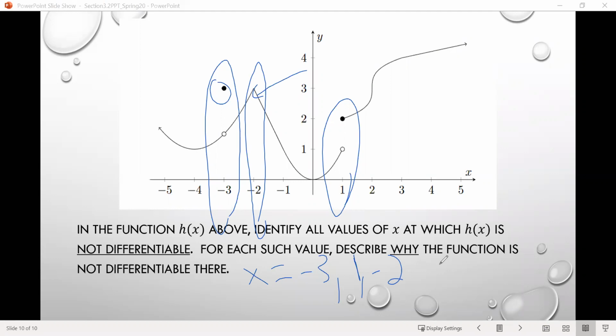Remember, that means the slopes of the tangent lines from each side would be different, so that won't work. And then there's one more. Do y'all see where this one is? Oh, right. There it is. It's at x equals 2, right? Because notice, if we're going to draw a tangent line right there, it would have to be a vertical tangent line, which is not allowed. So that would be another place where it is not differentiable. So we see that our function here is not differentiable at the values x equals -3, x equals 1, x equals -2, and x equals 2.